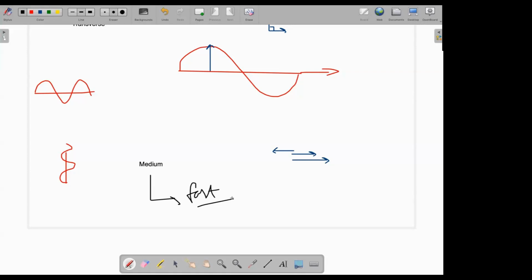So did you understand the two types of waves in detail? Yes, sir. All right. Now I have to show you the longitudinal wave image also right here.